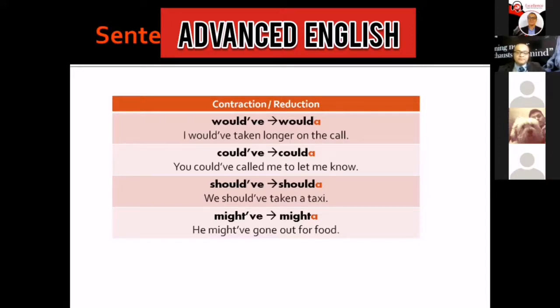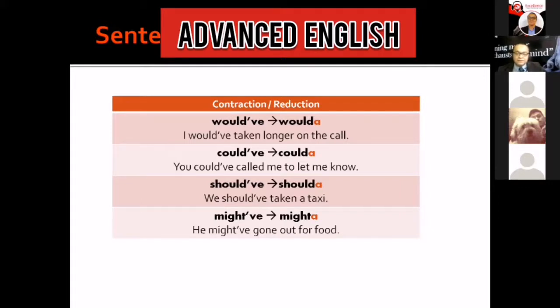Kathy. We should take a taxi. We should have taken a taxi. Okay, so we're gonna say we should have taken a taxi. And with reduction? We should have taken a taxi. Nice. Thank you.